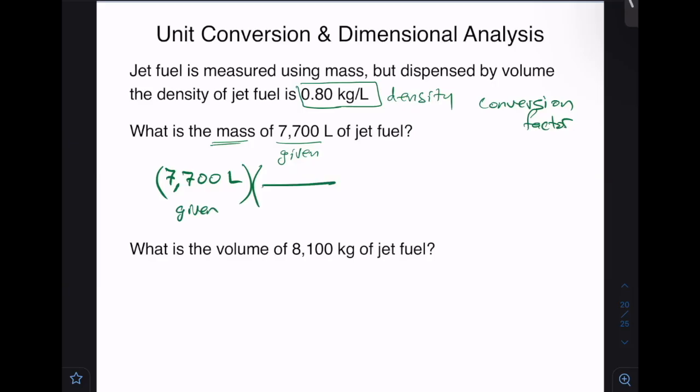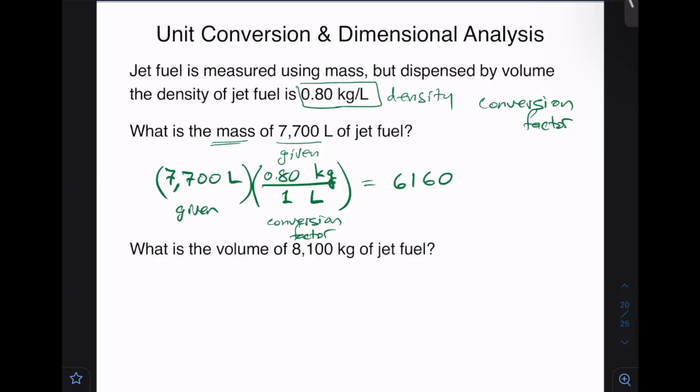Instead of just writing it in there, I'm going to put the units in first. We want to make sure that the units cancel in dimensional analysis. So I'm going to put liters in the denominator, and we're going to convert that into kilograms. Now, it turns out that happens to be exactly how density is set up, right? But this is our conversion factor. There's 0.80 kilograms per 1 liter, okay? And we get an answer out for that. 7,700 times 0.8, and I get 6,160 in my calculator. That's kilograms.